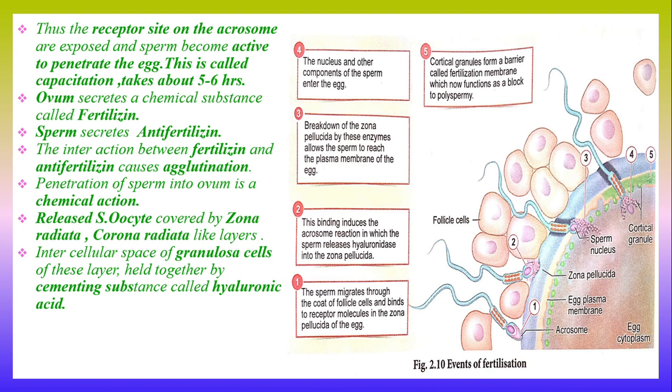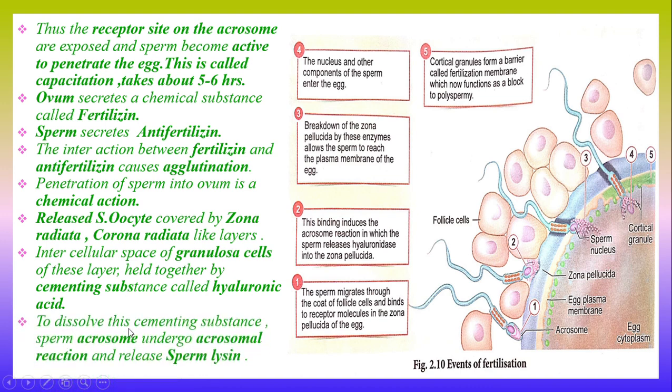அடுத்து பார்க்க போறோம். Okay, இங்க பாரு, to dissolve the cementing substance, the sperm acrosome undergoes the acrosomal reaction and releases the sperm lysin. இங்க என்ன இருக்கு? Hyaluronic acid. இந்த hyaluronic acid dissolve பண்றதுக்கு என்ன வரணும்? Sperm lysin வரும். அது யார் உருவாக்குறா? Acrosome. So that is called acrosomal reaction, by which the substance released is called sperm lysin. Sperm lysin consists of what? இங்க பாரு, sperm lysin contains hyaluronidase.